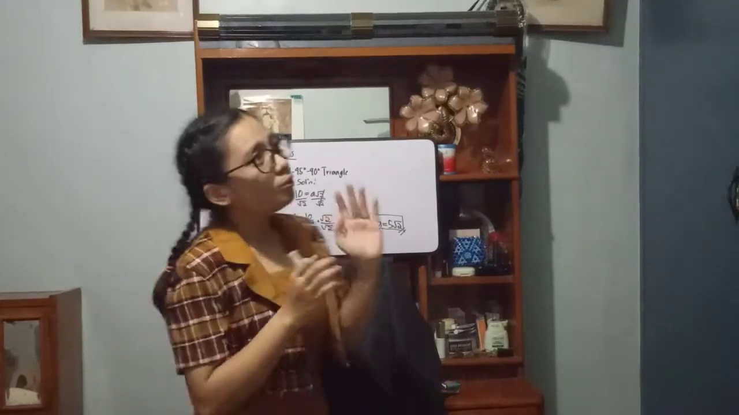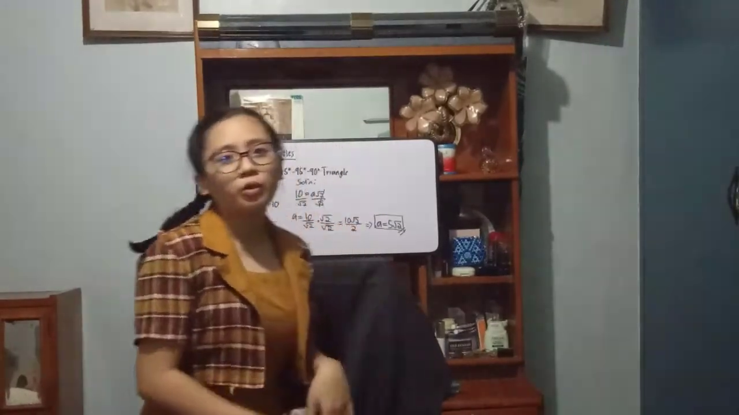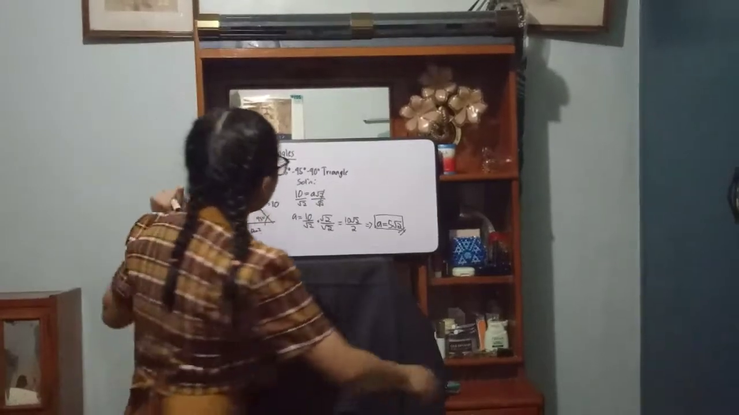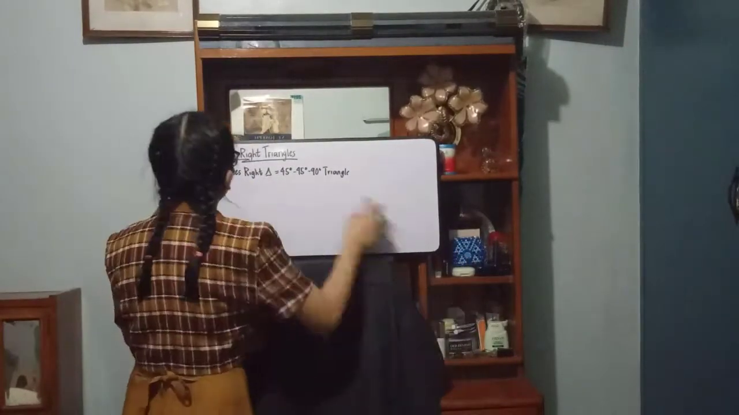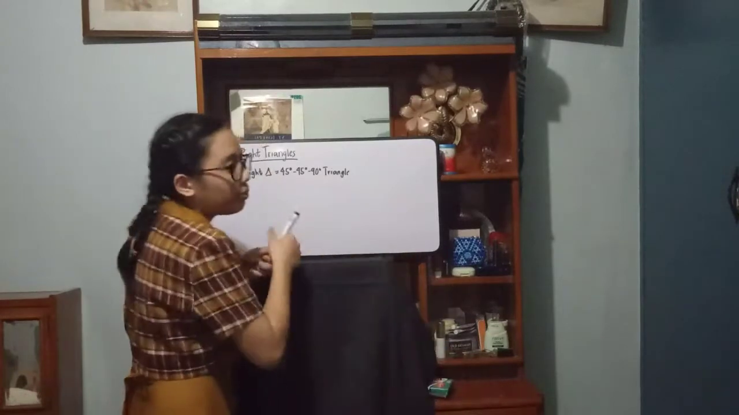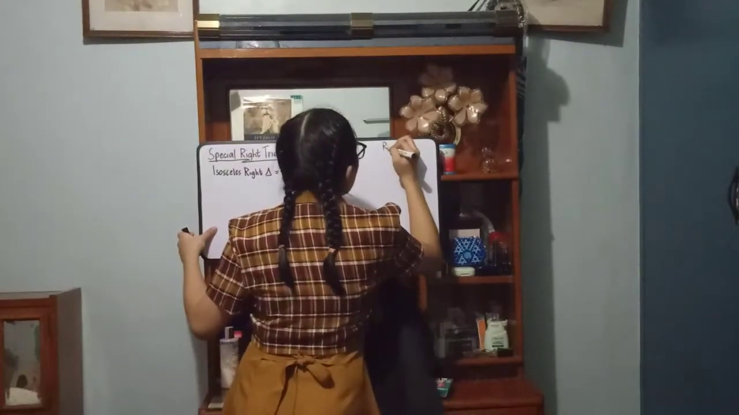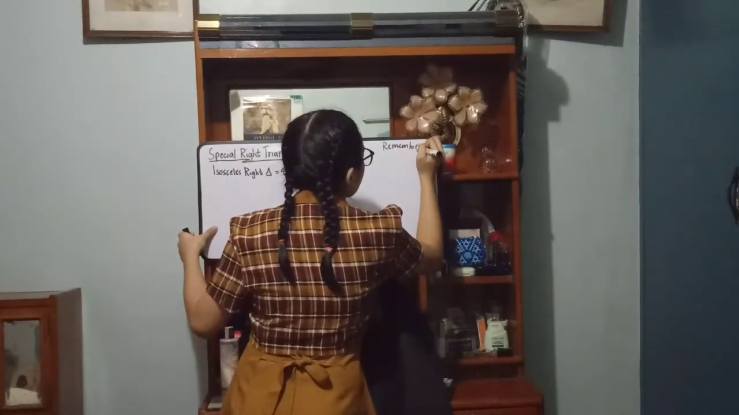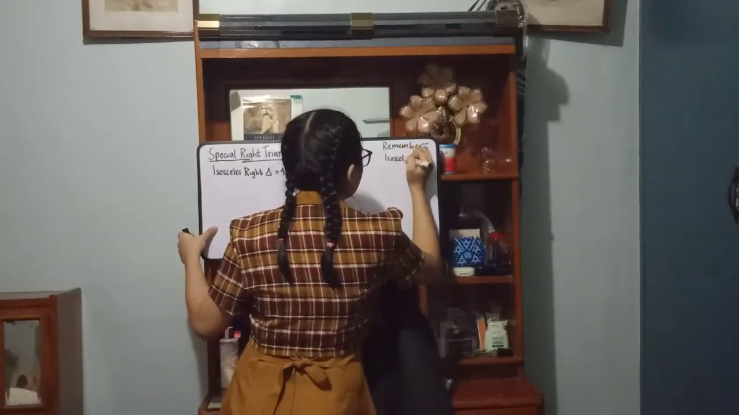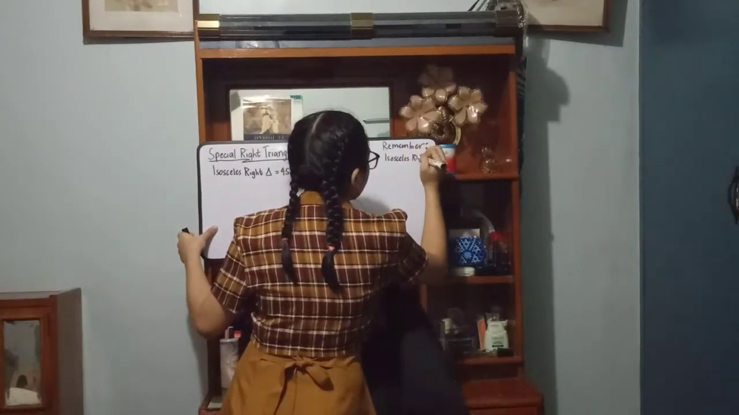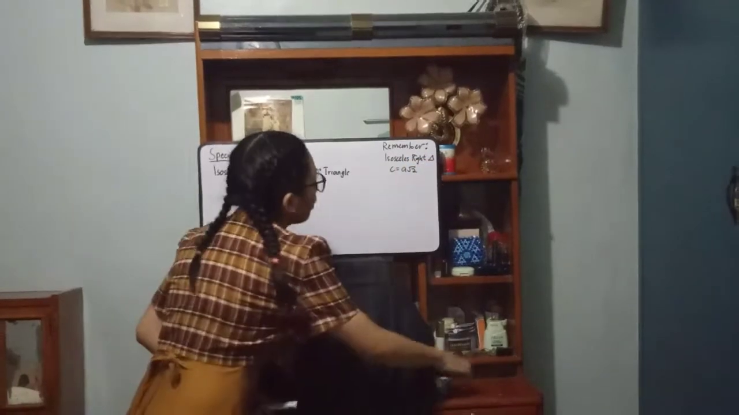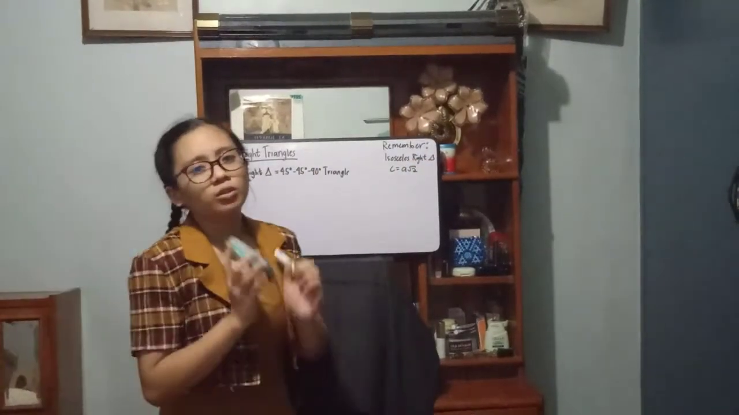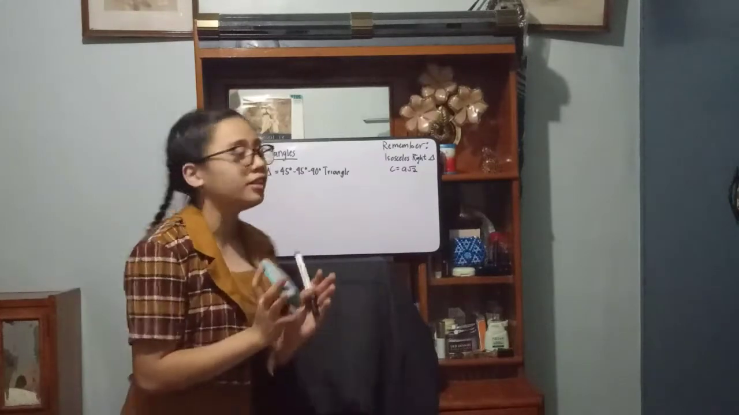You just need to remember the formula of the hypotenuse and you can answer the missing parts of this triangle. So just remember this. Isosceles triangle: c is equal to a square root of 2. Now, we will move on to the 30, 60, 90 degree triangle.